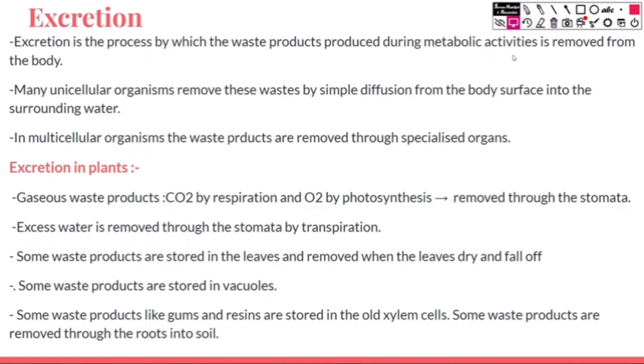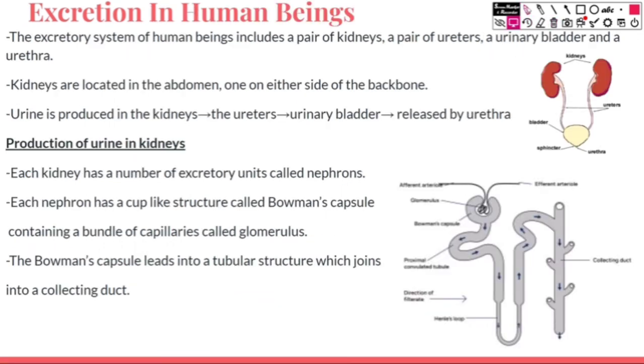Moving on to excretion in animals, particularly in humans. Now we know that humans have a particular system because it is a multicellular organism. Humans again have an excretory system as well. So this is the excretory system of humans. These are the components of the excretory system. We have two kidneys or a pair of kidneys. Then we have two ureters which are joining the two kidneys to a urinary bladder. This is a bladder. The ureters are joining the kidneys to the urinary bladder. Then at the end of the urinary bladder there is a urethra from which the waste is removed from the body.